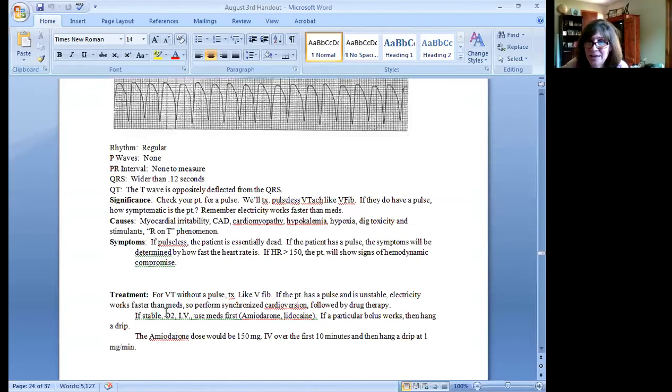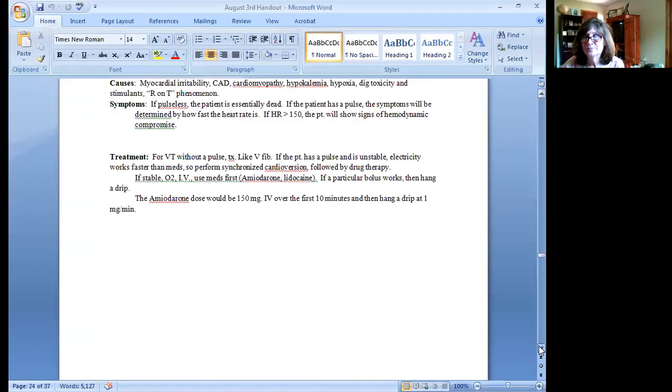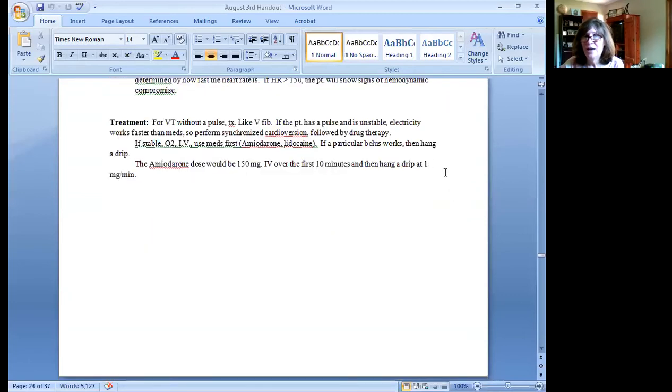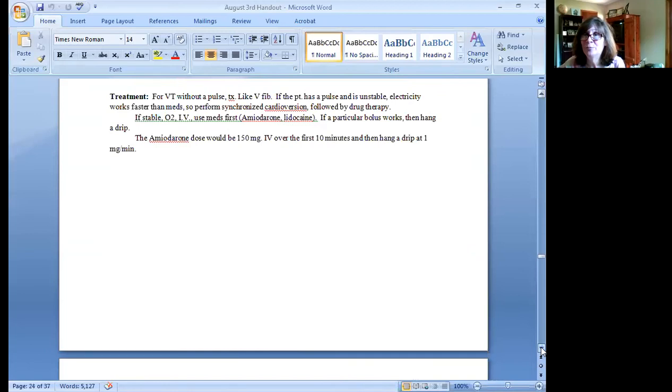But if they're stable, again, we only put on the O2 if their O2 sats are falling. They need a good IV. Amiodarone and lidocaine are our meds. And whatever bolus works, that's the drip that we hang. There's your amiodarone dose: 150 milligrams over 10 minutes. And then hang a drip at 1 milligram per minute, 33.3 mLs on the pump. And the concentration is 900 milligrams in 500 mLs.